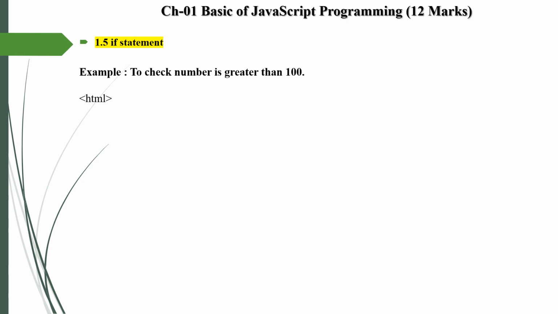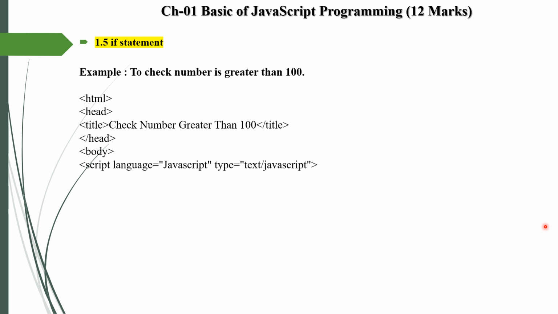So in the program, first we define the HTML tag, then we define the head tag. Next we define the title of the browser: check number greater than 100. Then head is closed. Then we start the body tag. Inside the body tag we start the script tag. Language value is JavaScript, type value is text/javascript. Next we declare one variable, var is the keyword and num is the name of the variable.